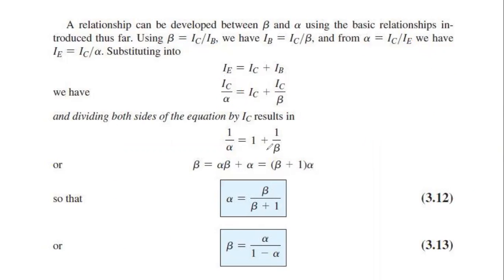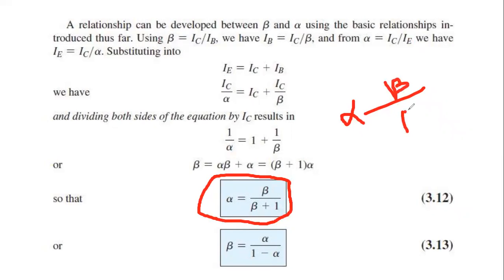Remember the relation between alpha and beta. This is a very easy equation: alpha always equals beta divided by beta plus 1, where alpha equals IC by IE and beta equals IC by IB. And one more equation is required, that is IE equals IC plus IB. That means the emitter current equals the collector current plus the base current.